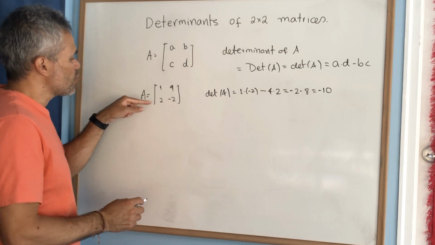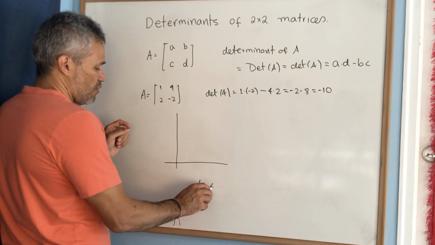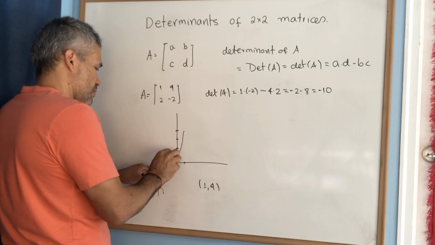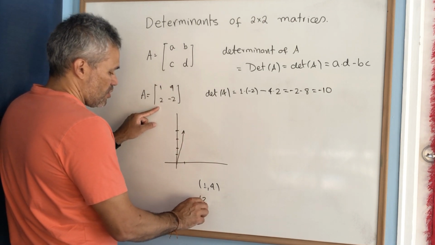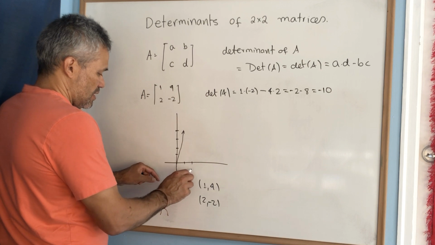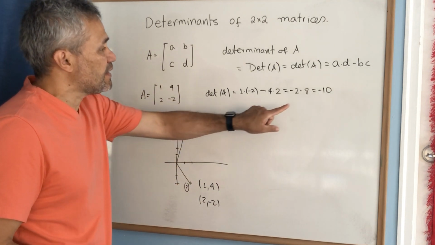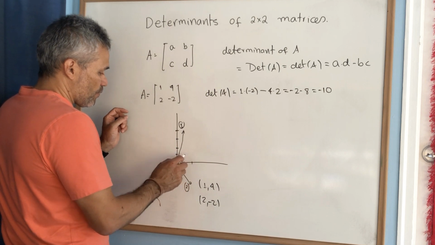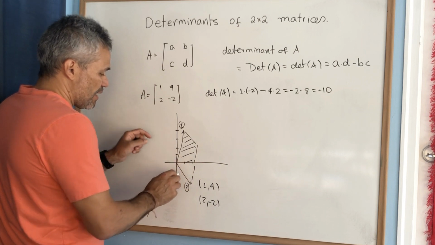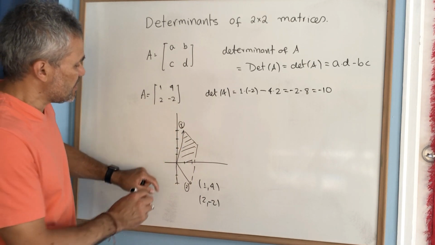If we consider the two rows of the matrix, let's draw the two rows: the vector 1, 4 and the vector 2, negative 2. Then we have these two vectors. The first vector is here, and the second vector is here. The number 10 is the area of the parallelogram that you get by considering the points, the vector, the other vector, and the sum of the two vectors, which is here. Then this area is 10.